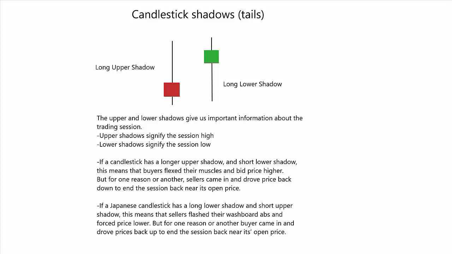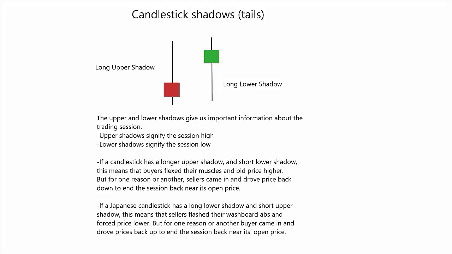If a candlestick has a long upper shadow and a short lower shadow, this means that buyers flexed their muscles and bid price higher. But for one reason or another, sellers came in and drove price back down to end the session back near its open price.